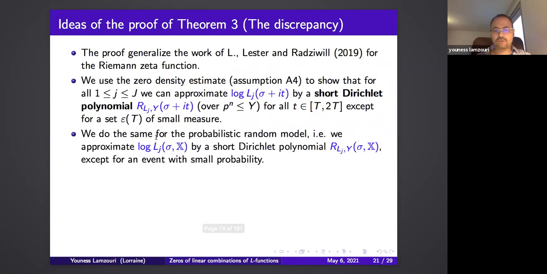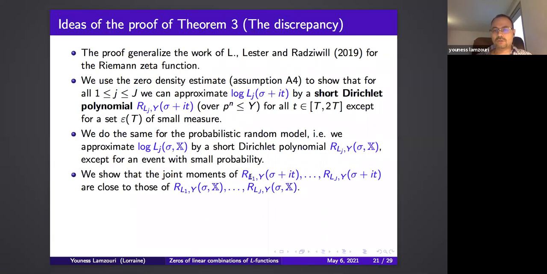Then once we do this, we can do the same for the Euler product, the probabilistic random model, by easier methods, for example just Chebyshev's inequality bounding the second moment of the tail. And you can show that log of L_j(sigma, X) is approximated by a short degree polynomial, except for an event with a small probability. Now what we do is compare these Dirichlet polynomials, the ones over sigma plus it, and the random ones. And we do this just by the method of moments.